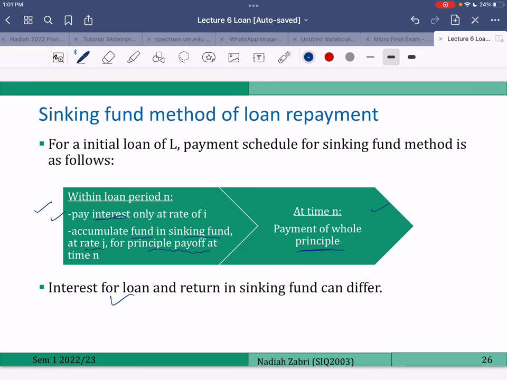The interest for the loan and the return in the sinking fund can differ. So i is not necessarily equal to j.